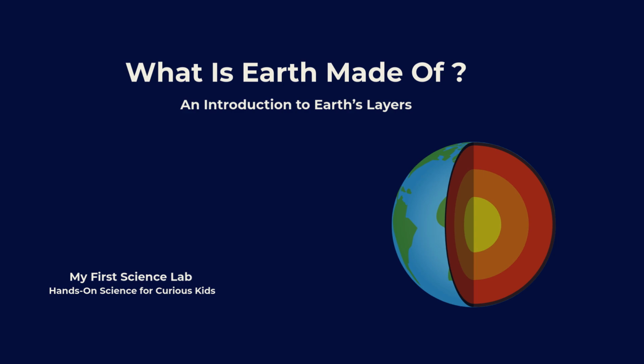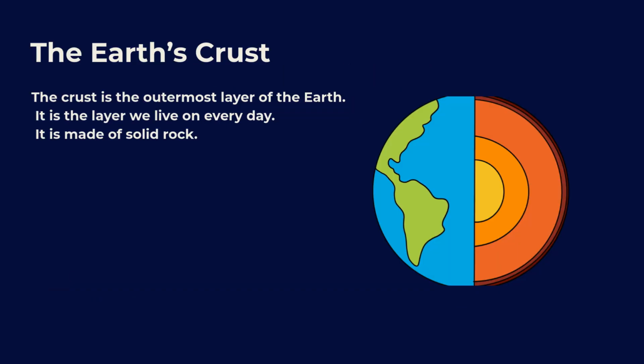Today we're going to take a closer look at the layers of the Earth. Let's begin with the outer layer. The crust is the outermost layer of the Earth. It is the layer we live on every day. Even though it feels thick beneath our feet, it is actually very thin compared to the other layers inside the Earth. The crust is made of solid rock.